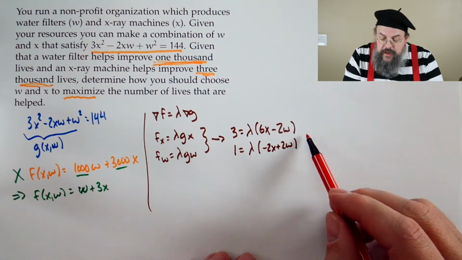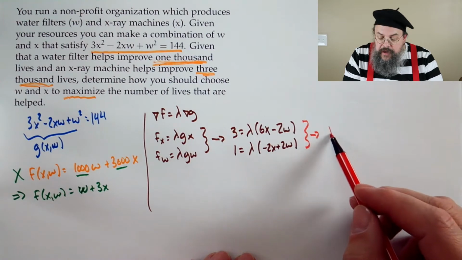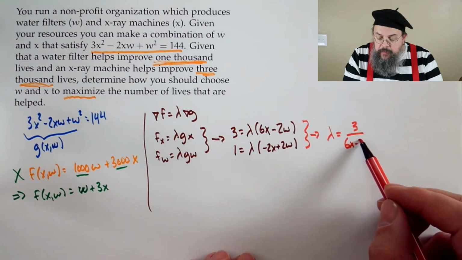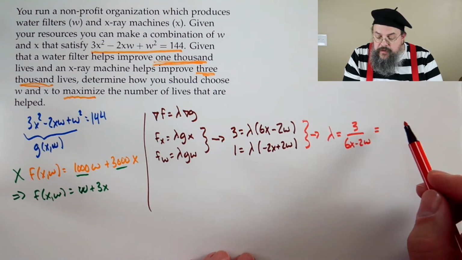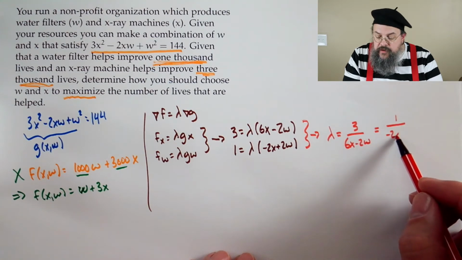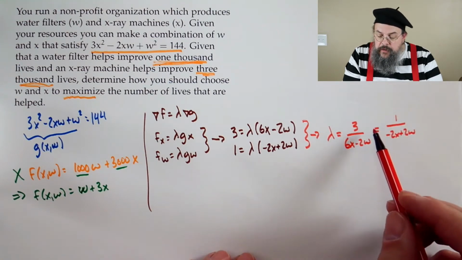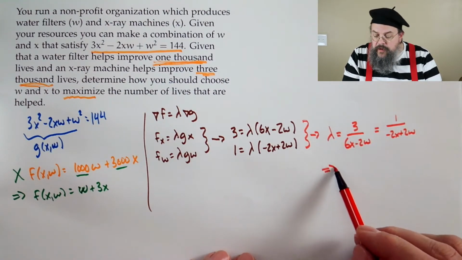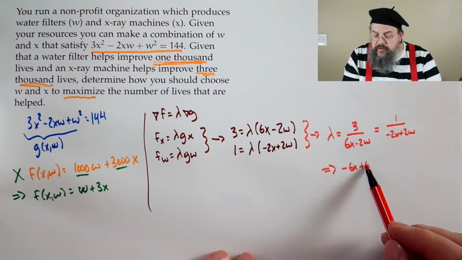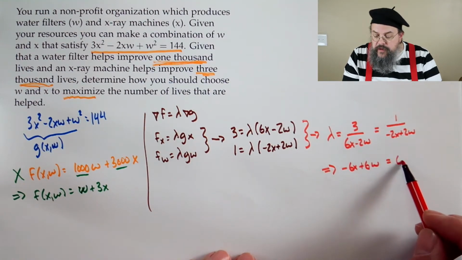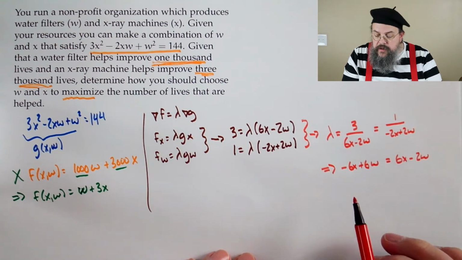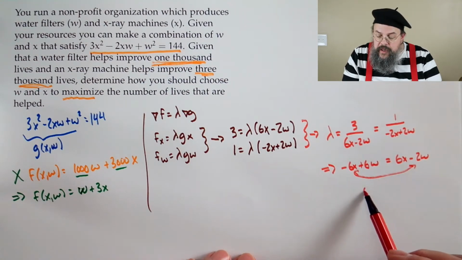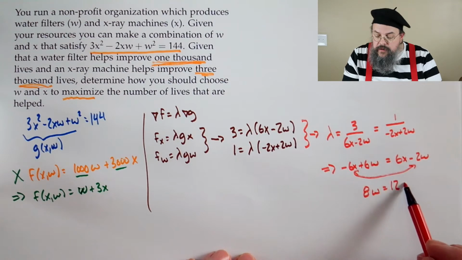So we can say this tells us that lambda, if we solve, is 3 over 6x minus 2w, but it's also equal to 1 over minus 2x plus 2w. All right, now cross multiply. This becomes minus 6x plus 6w is equal to 6x minus 2w. And we can move terms around, and if we do that, we'll get 8w is equal to 12x.